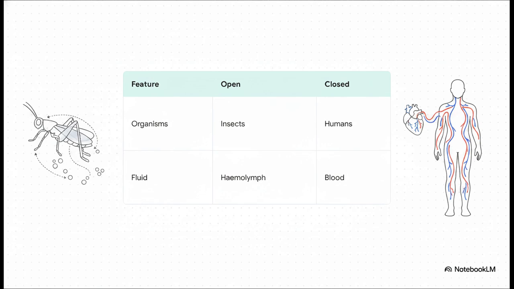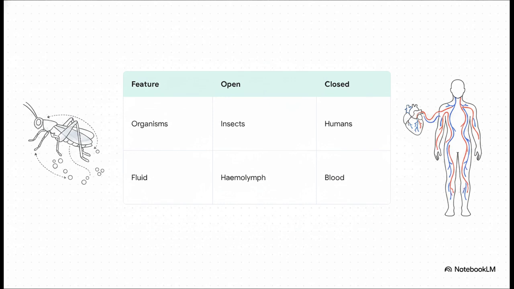Let's zoom out to the broader textbook theory for a second. There is a totally stark contrast between open and closed circulatory systems. Take an insect, for example. They have an open system where a fluid called hemolymph pumps directly from the heart into the main body cavity, the hemocoel, just completely bathing the internal cells.